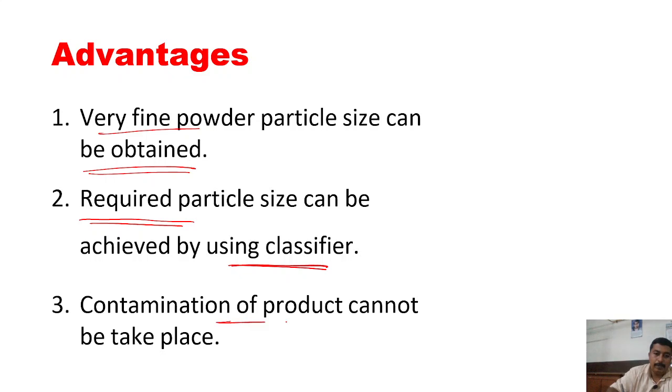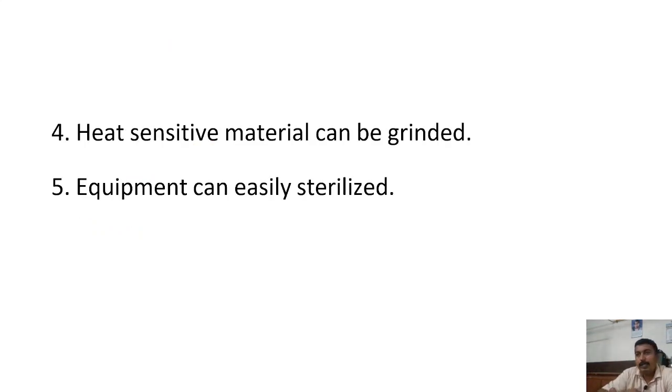Contamination of product can be avoided. Why? Because it is completely closed equipment, so product contamination cannot take place. The sterility of powder can be maintained, provided the air is sterile. Heat sensitive material you can grind as no heat generation takes place. Additionally, a cooling effect is produced due to expansion. This equipment is easily sterilized by gas sterilization. After utilization of the equipment, it is easy to sterilize by simply passing the gas through the equipment, meaning the hollow pipe can be sterilized.